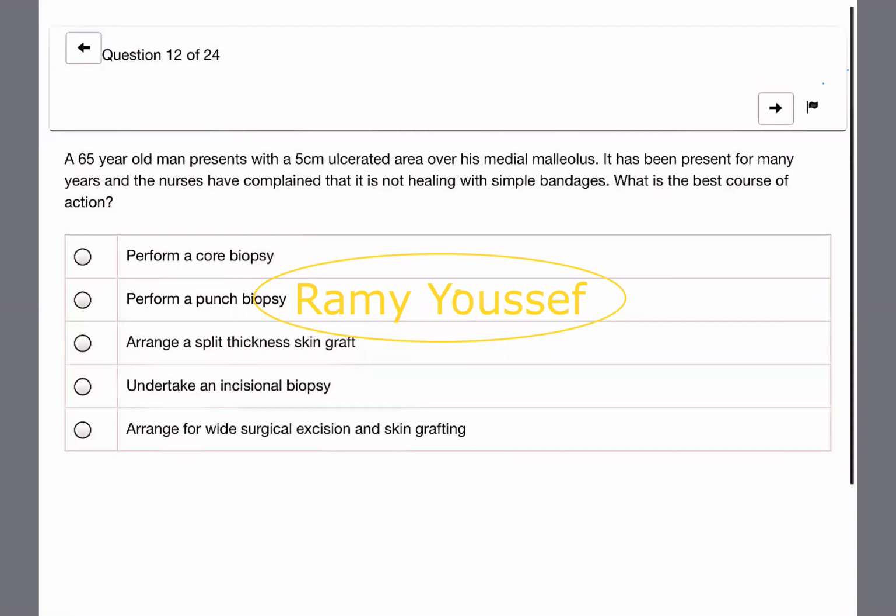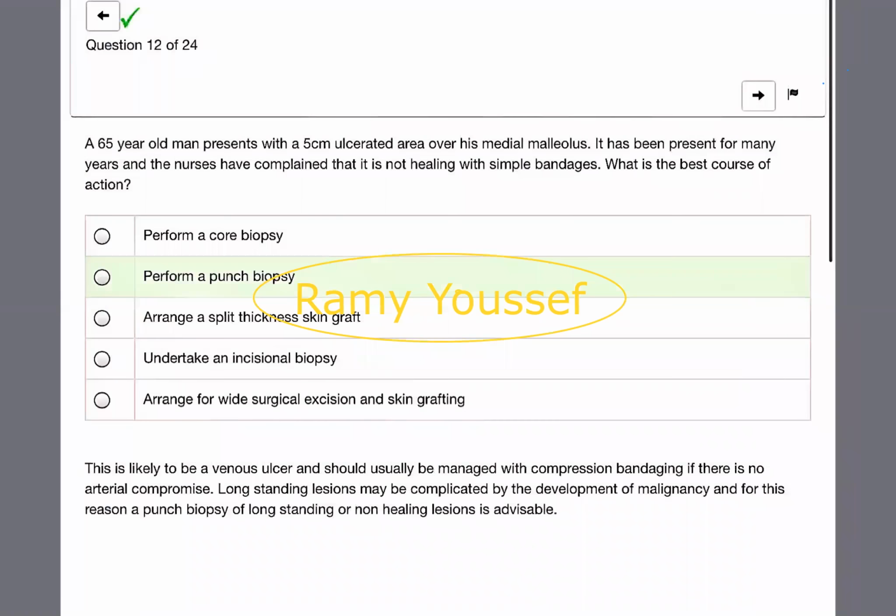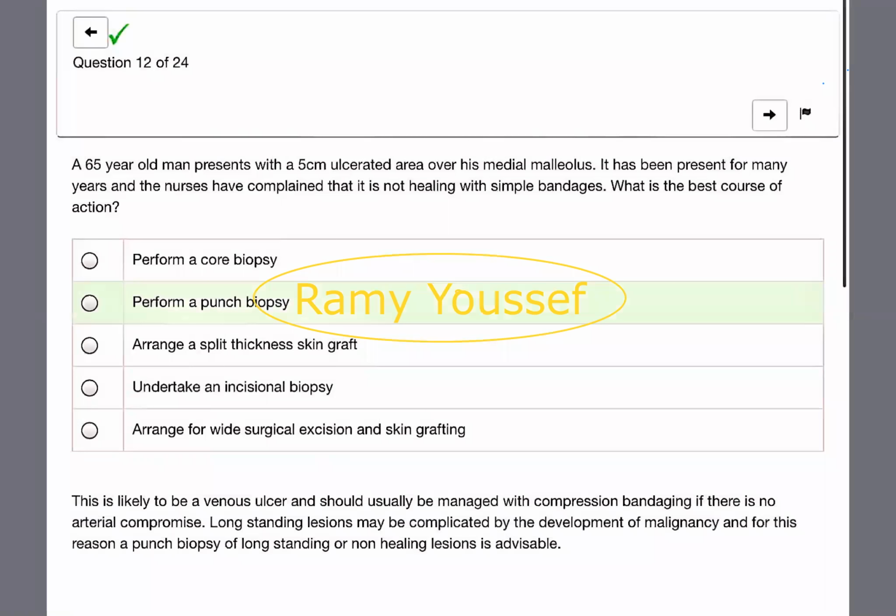Incisional biopsy we don't usually do for an ulcer, but sometimes we take incisional biopsies from larger ulcers, from the edge, taking healthy tissue with unhealthy tissue. But here with a chronic ulcer, we used to take a punch biopsy, and after the diagnosis, we can decide what operation we will do for the patient. Okay, so it is a punch biopsy.